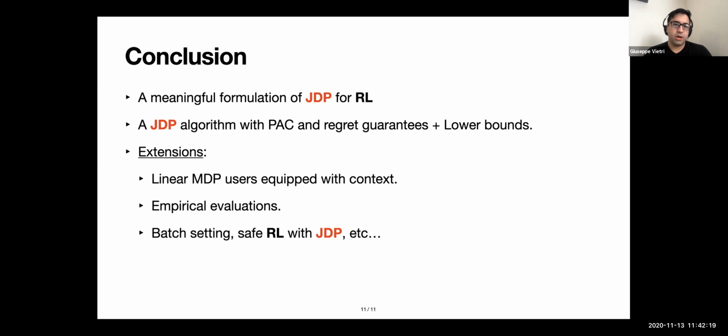For future work, we are considering extending this analysis to linear MDPs, where users come equipped with a context, and the dynamics and the rewards depend linearly on these contexts. We think this could be a more realistic scenario to analyze for privacy. We also want to run interesting experiments to validate our results. And finally, we believe there are many opportunities to extend this work to other scenarios in reinforcement learning, like batch learning or safe reinforcement learning, and so on.